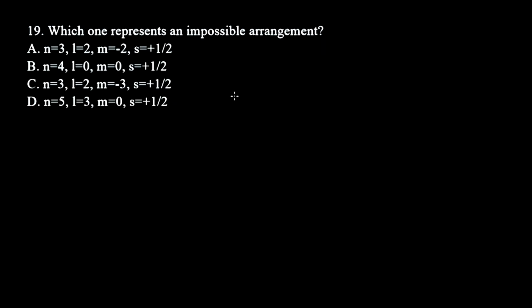Alright, so let's look at this question. Which one represents an impossible arrangement? So basically we have that for the first option we have n equals 3. L is the azimuthal quantum number, and the range of L is basically 0 to n minus 1. So when n is 3, we can have our L to be 0, 1 and 2. We don't include 3 there.